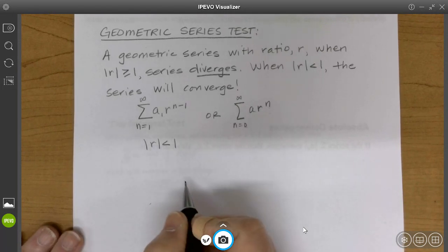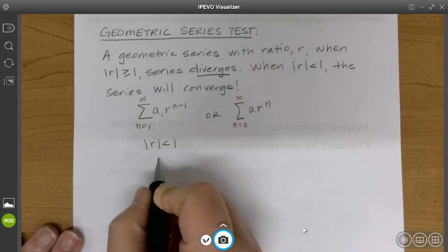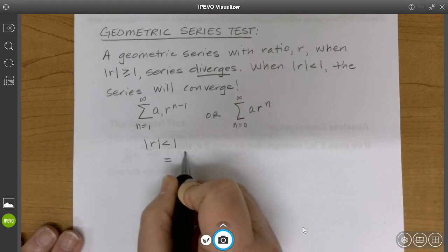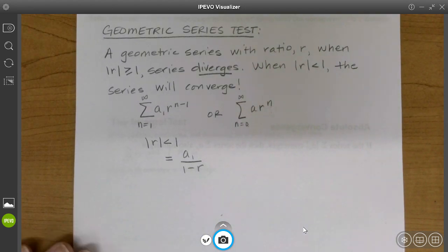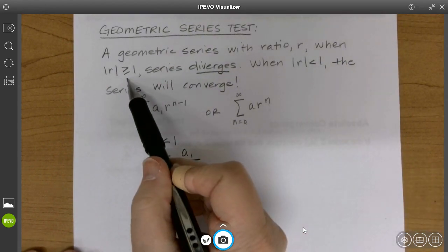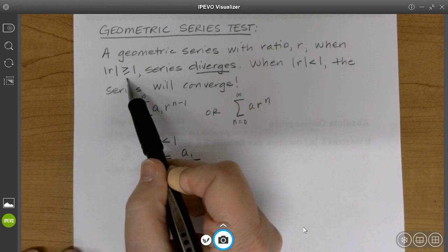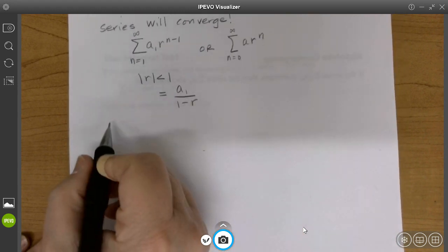And we've been doing problems like this. And what does it converge to? Well, it converges to a sub 1 over 1 minus r. So you can actually sum those up: geometric series that have absolute value ratio less than 1. You cannot add up or sum geometric series that have ratios outside of that zone. Okay, so let's do 2 quick examples.